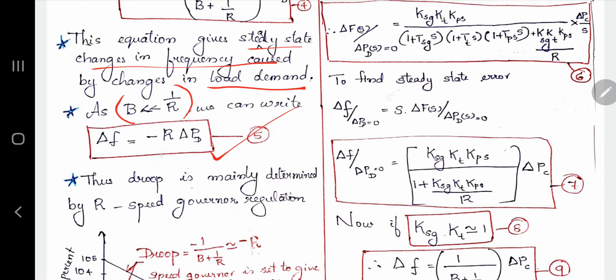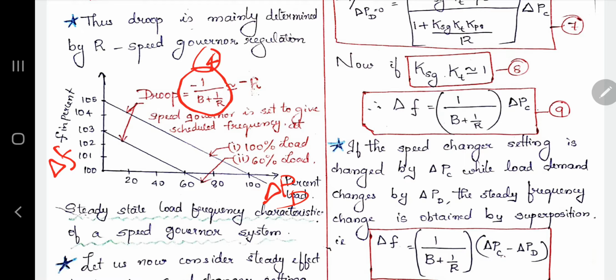That is shown in the next figure, the graph showing delta F and delta PD. Delta PD is on the x-axis and delta F on the y-axis. You can see it is a drooping curve, and the slope is minus 1 divided by B plus 1 by R, or approximately equal to minus R. This is according to equation 4 and this one is according to equation 5. Two characteristics are shown, one at 100% load and the other at 60% load, which means: if there is a change in load, what is the change occurring in the frequency?